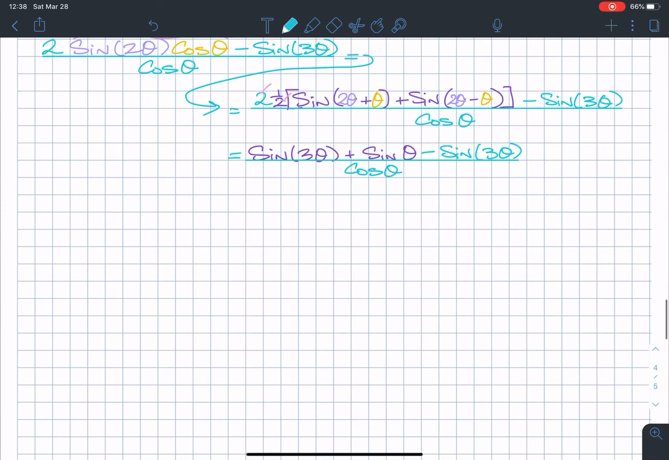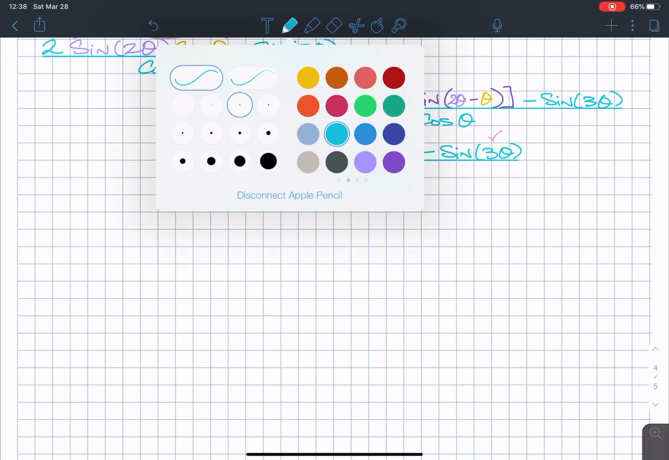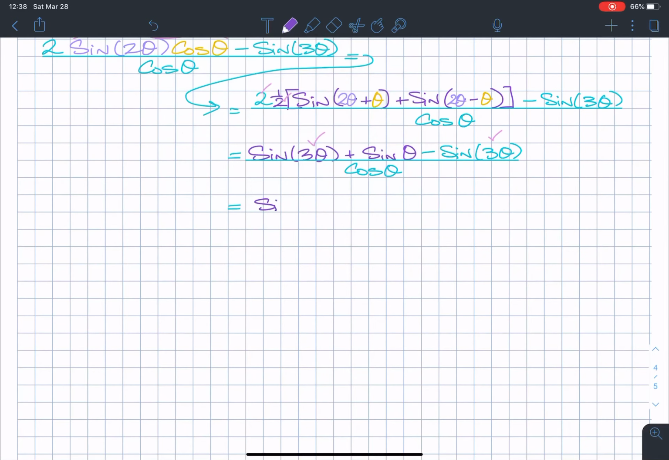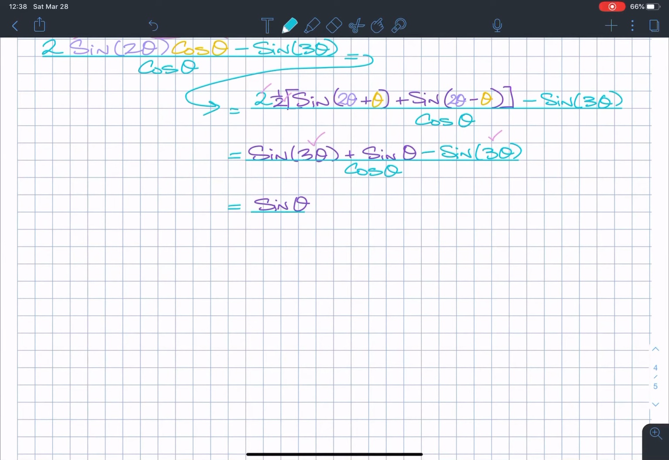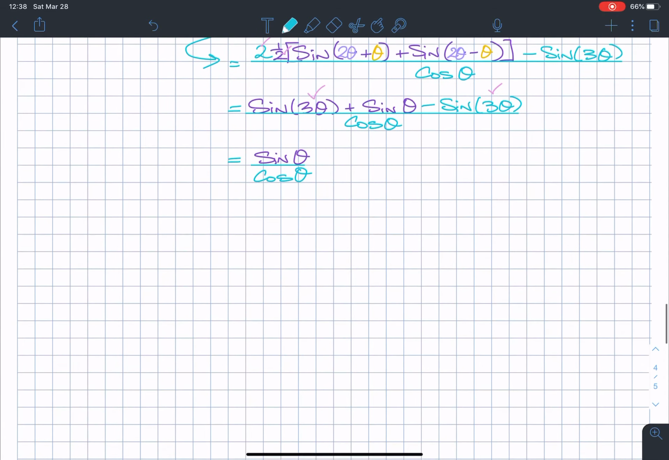Okay, well notice now that sine of 3 theta sum to 0, and I'm just left with sine of theta in the numerator and cosine of theta in the denominator, namely sine over cosine is tangent. So we have established the identity, check mark.